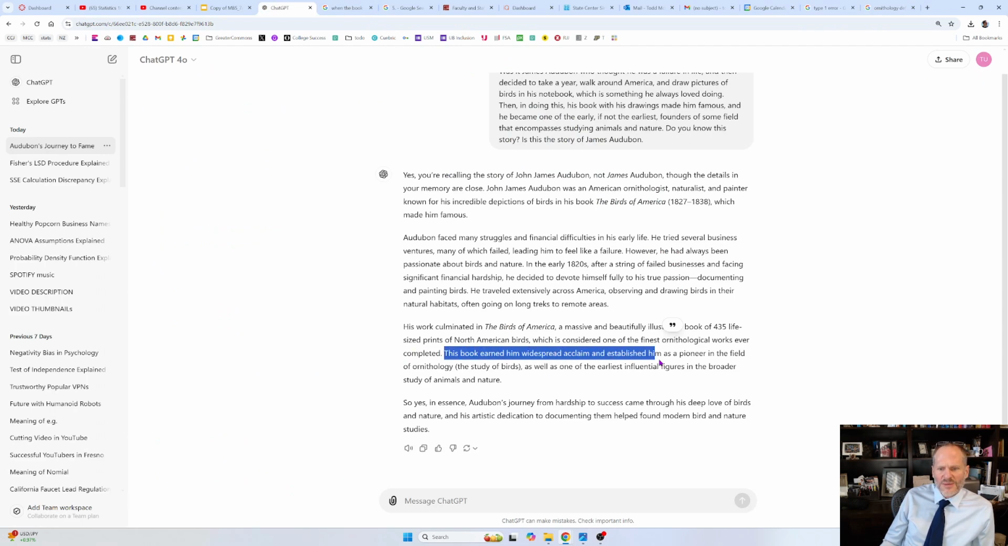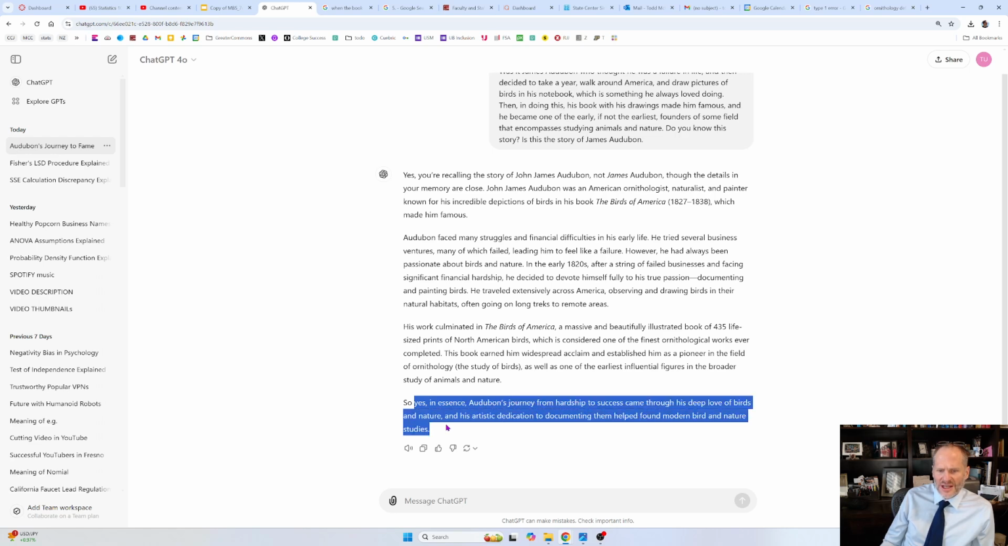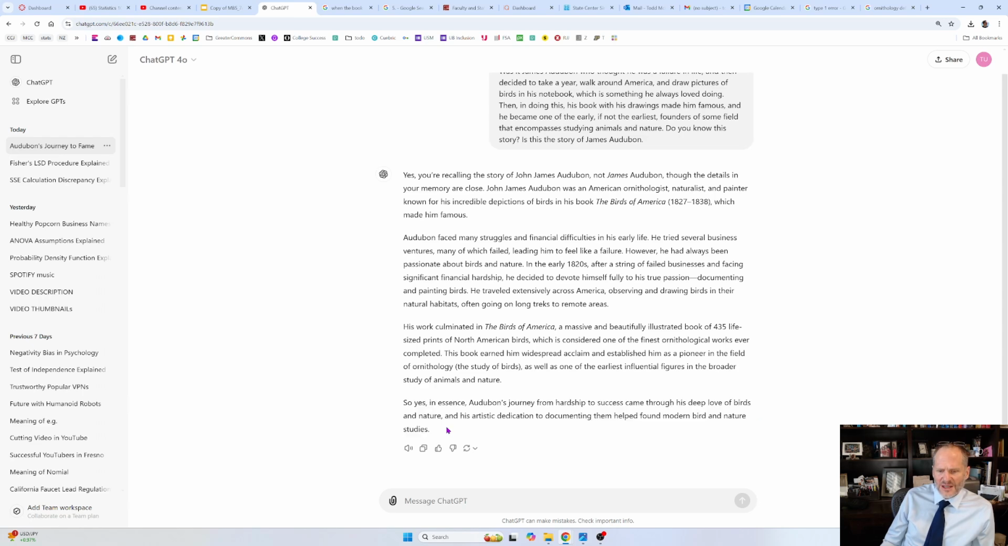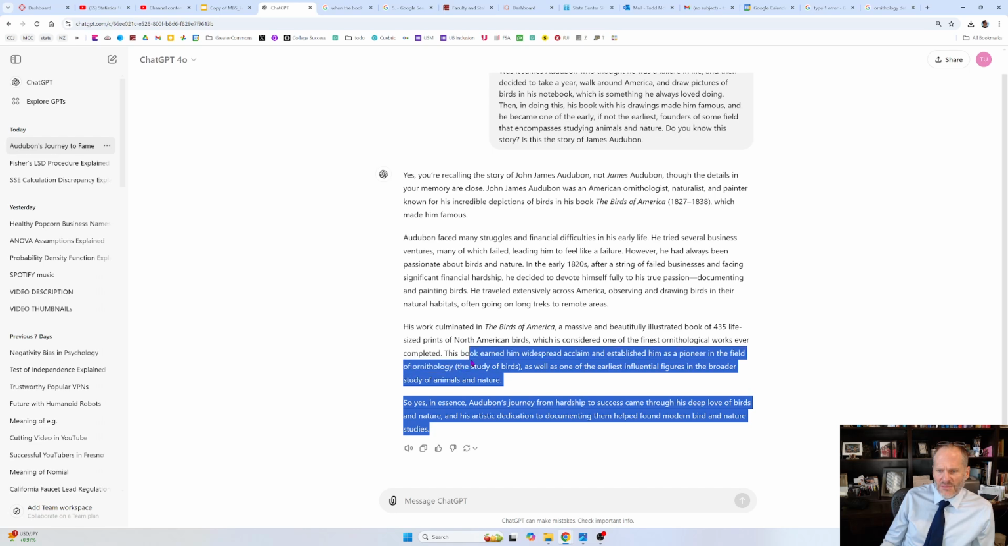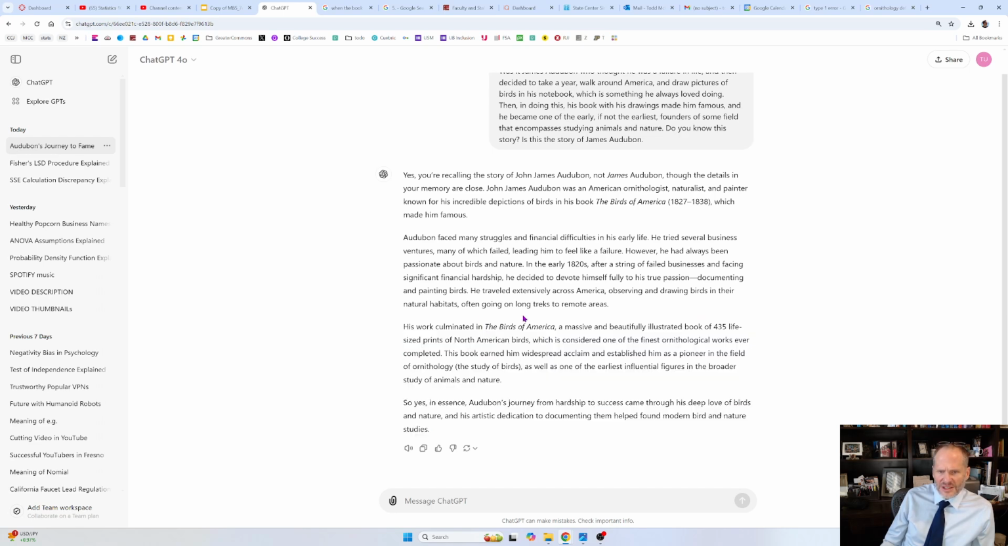Works ever completed. The book earned him widespread acclaim and established him as a pioneer in the field of ornithology, the study of birds, as well as one of the earliest influential figures in the broader study of animals and nature. So yes, in essence, Audubon's journey from hardship to success came through his deep love of birds and nature, and his artistic dedication to documenting them helped found modern bird and nature studies.